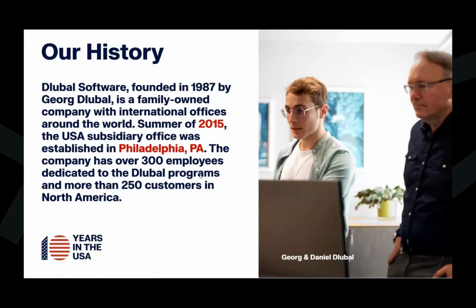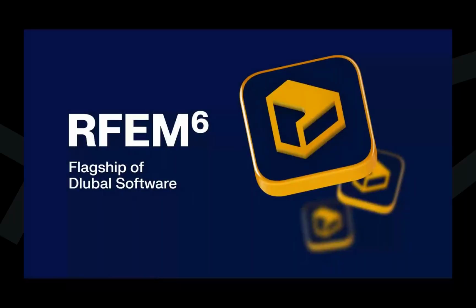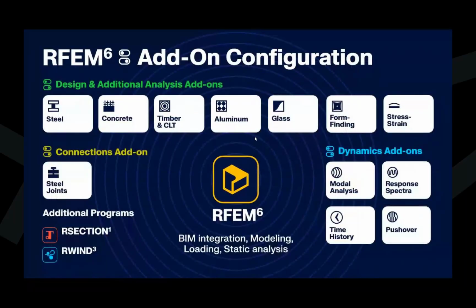So now moving on to RFEM 6. This is going to be the flagship of the software that we offer. This is our general FEA program, and we will continue to dive into the details here for the structural analysis and design. For those of you not familiar with our software, RFEM 6 is the base program. This allows us to fully integrate with BIM software, which we'll talk about in just a minute.